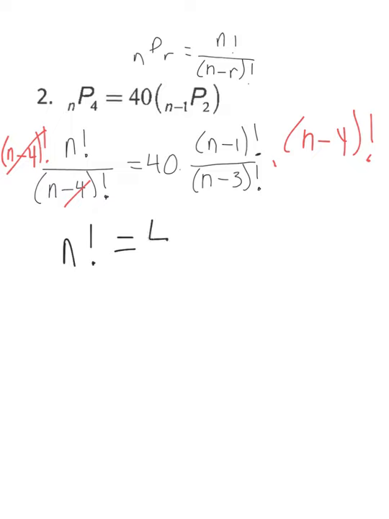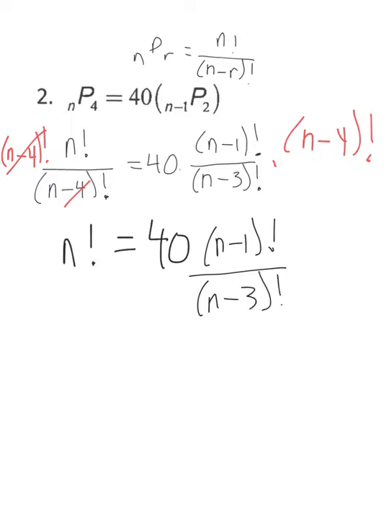This may look a little confusing, but I want to do this one step at a time. So we have the 40, the n minus 1 factorial over n minus 3 factorial, and then we also have an n minus 4 factorial in the numerator up here. We want to now get rid of the n minus 1 factorial to the other side, so we want to divide by it, which is the same as multiplying by the reciprocal, so we're going to do that on both sides.